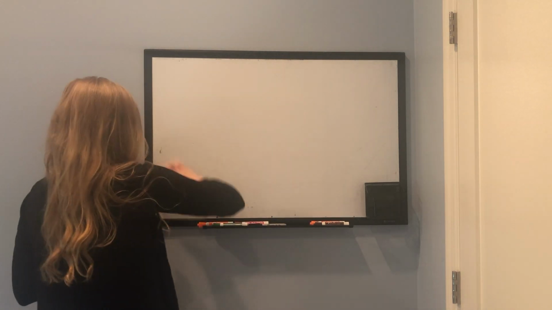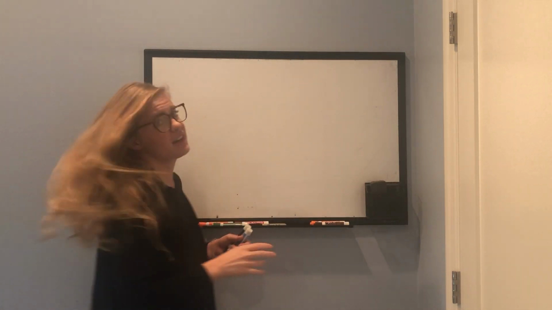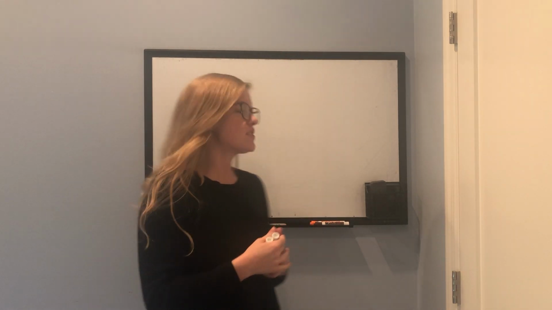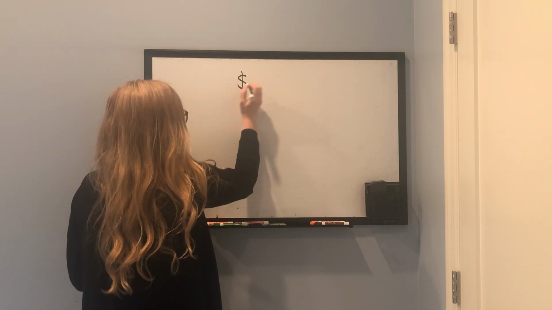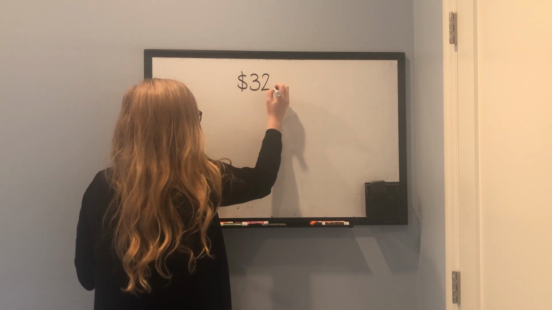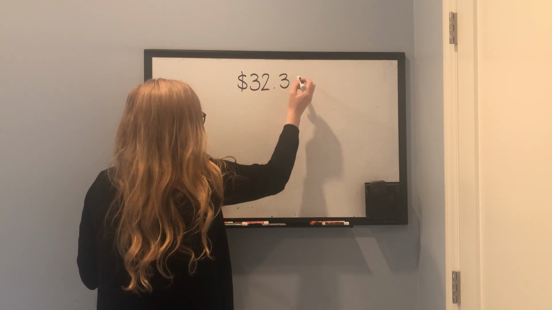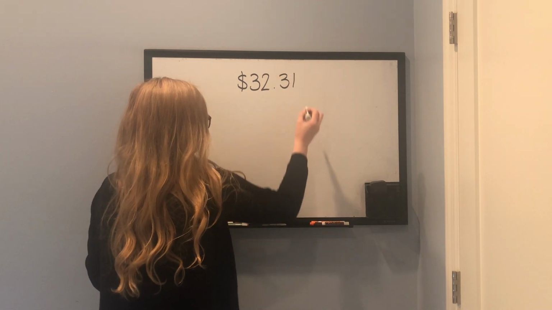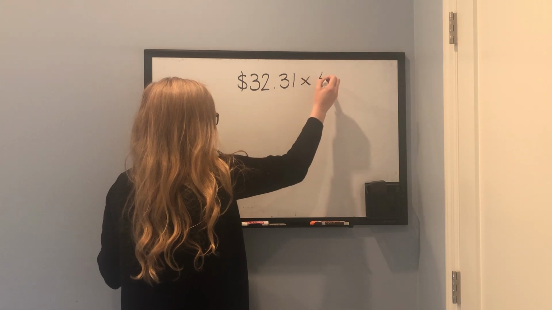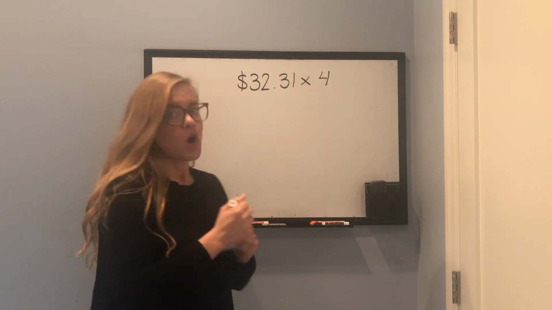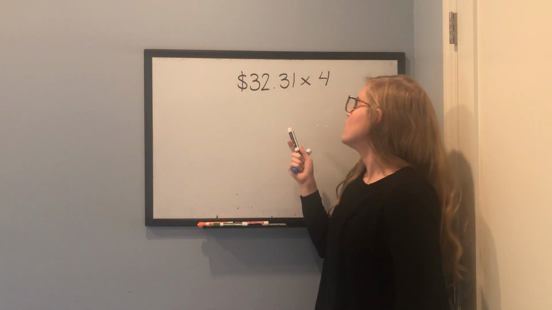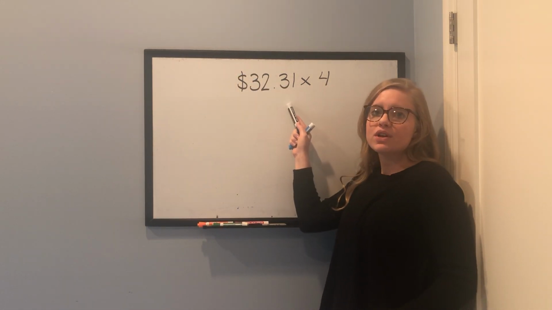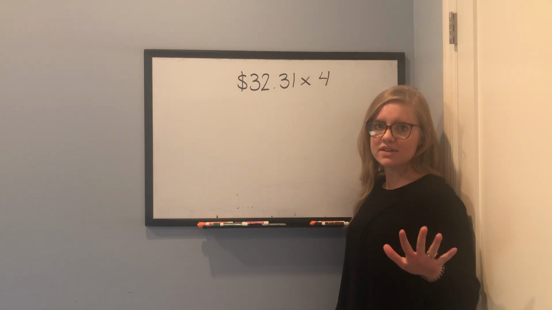Okay, so now I'm going to give you a multiplication sentence to do on your own. We're going to have 2 digits in the dollar place, 2 digits in the cents place. So here we go. You're going to do $32.31 times 4. Okay, go ahead, scholars. Pause your device and solve this now. $32.31 times 4. Pause.